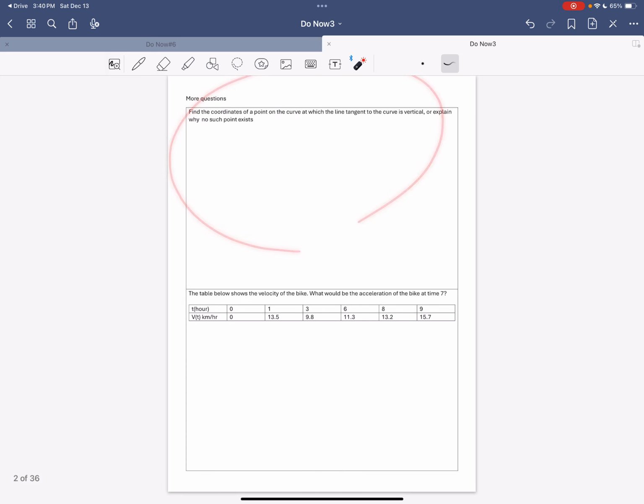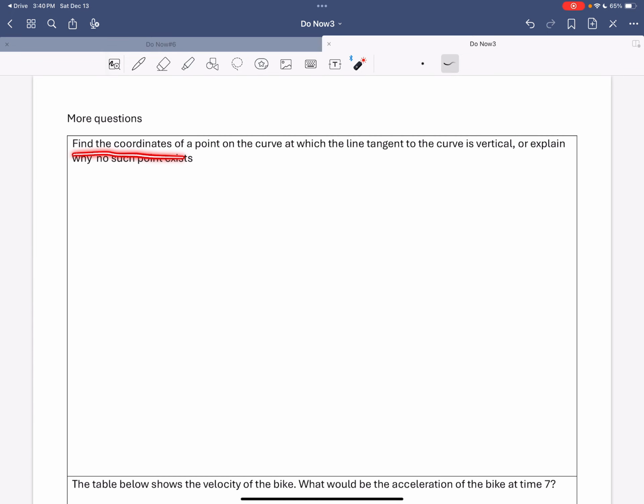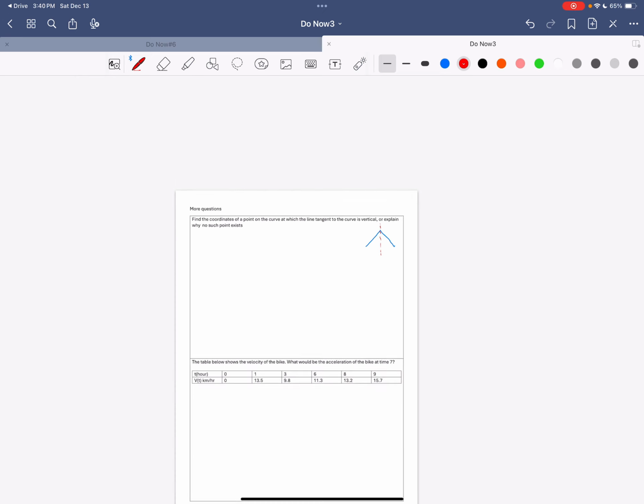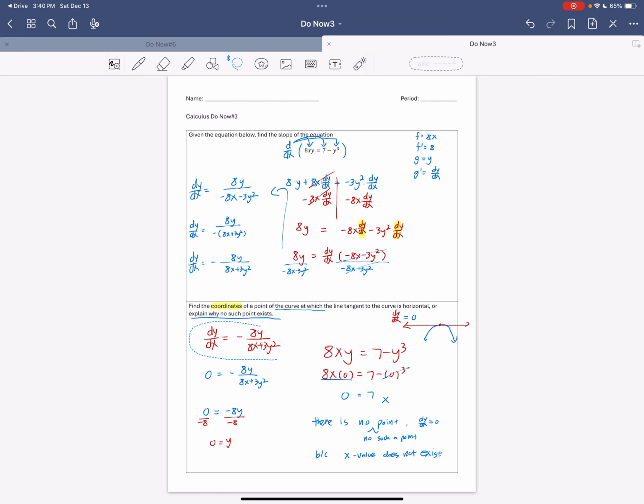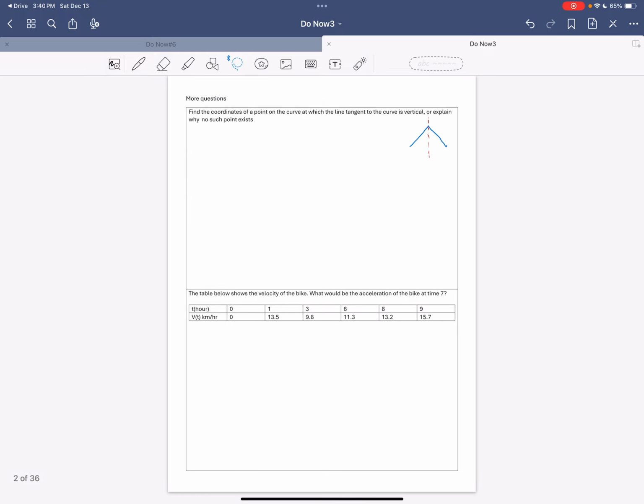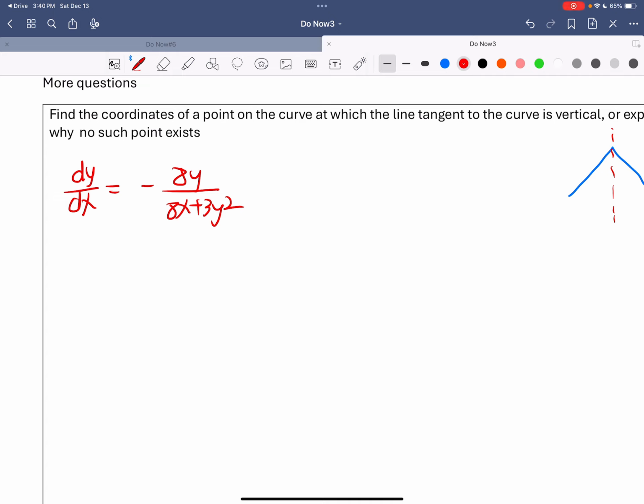Now this is the last part. Let's read it. Find the coordinate of the point on the curve at which the line tangent of the curve is what? Now vertical, which means, do you see this cusp? This one is a sudden change, so this one is an undefined slope. So we already know this one. Let me copy this one down. Now, in order to be an undefined slope, I don't care what number, like let me put 9. If you have a 0 as a denominator, that's undefined, okay? I just copy it down, or you can even put negative 8y, it doesn't matter.